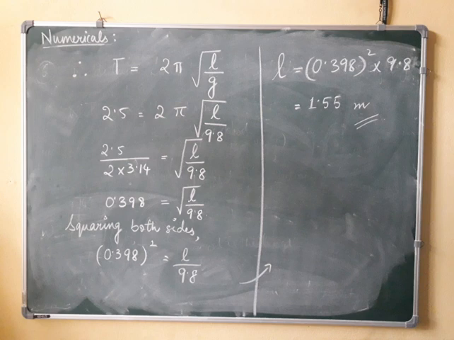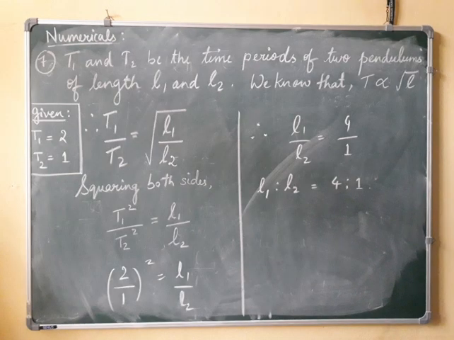Okay. Our next question is question number 7. The time periods of 2 simple pendulums at a place are in the ratio of 2:1. What will be the ratio of their lengths? That means they have taken 2 simple pendulums. One pendulum's time period is 2 and the other's time period will be 1. Both are in seconds.